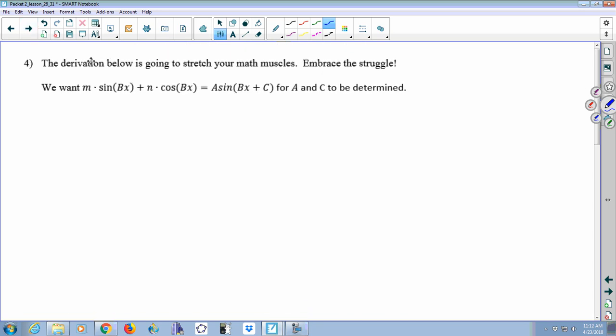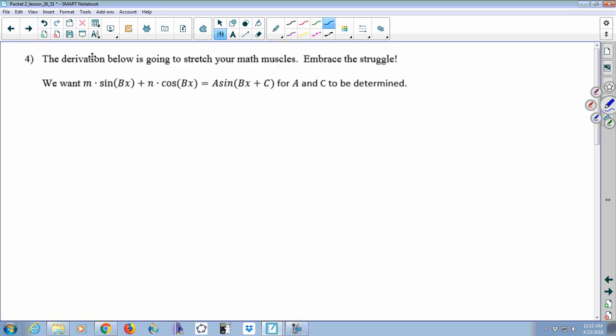Okay, so to derive, to go from here to here is going to stretch your math muscles. Embrace the struggle. It's not too bad. It's going to be long, but in the end, you'll come up with a generic way of going from any expression that looks like what we just did, 4 square root of 3 sine 2x minus 4 cosine 2x, into a single function.